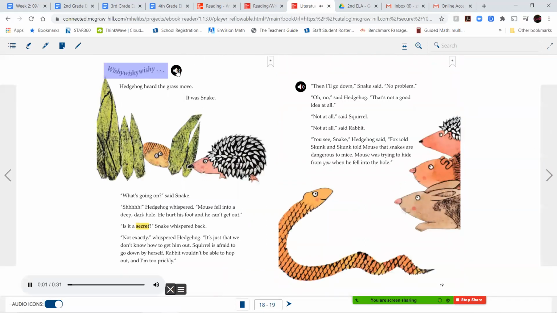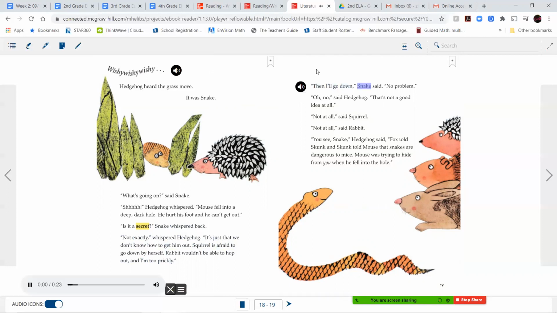Wishy, wishy, wishy. Hedgehog heard the grass move. It was Snake. "What's going on?" said Snake. "Shh," Hedgehog whispered. "Mouse fell into a deep, dark hole. He hurt his foot and he can't get out." "Is it a secret?" Snake whispered back. "Not exactly," whispered Hedgehog. "It's just that we don't know how to get him out. Squirrel is afraid to go down by herself. Rabbit wouldn't be able to hop out, and I'm too prickly."